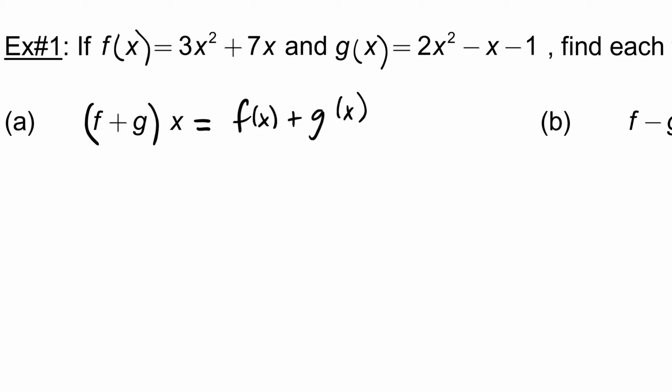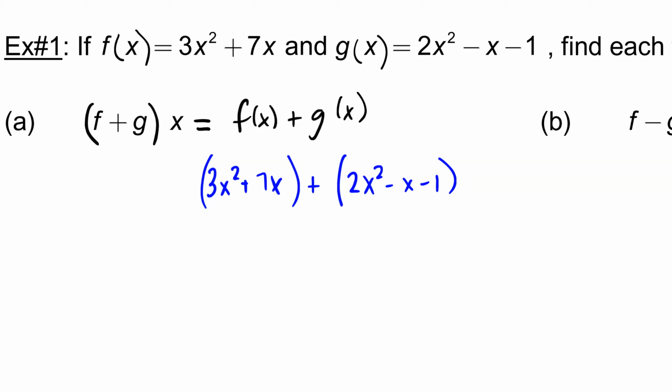So let's write it out. f of x is 3x squared plus 7x. And then I'm going to be adding g of x, 2x squared minus x minus 1. Notice I have the addition sign in between. No foiling or distributing. No. All we want to do is combine like terms. 3x squared plus 2x squared is 5x squared. 7x plus a negative x, what? Right here?